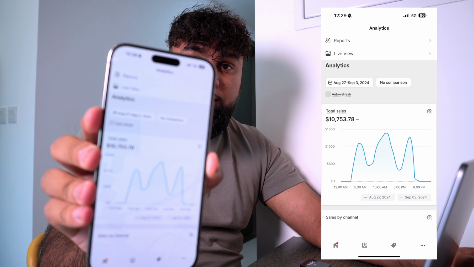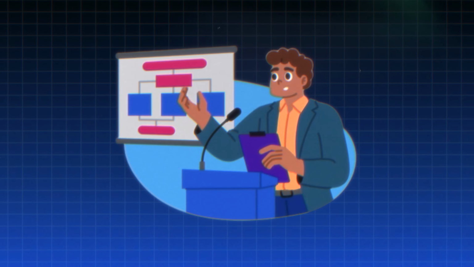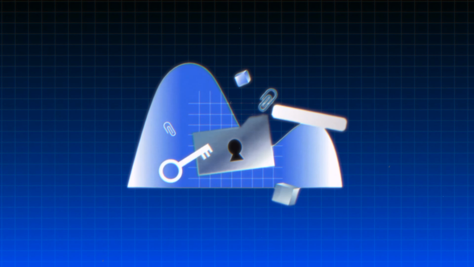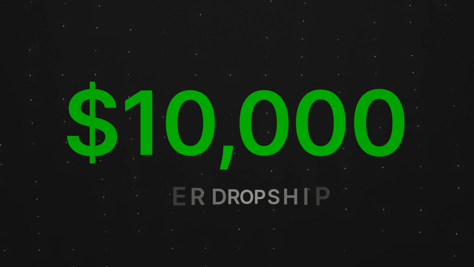I just made over $10,000 in the last 7 days on my Shopify dropshipping store without spending a single penny on ads. And today I'm going to show you step by step how I did this. I'm going to reveal all my secret strategies that helped me not only make $10,000 on this store, but well over $10,000 in all my other dropshipping stores. And I'm going to show you a method without spending any money on ads. The method involves organic traffic from TikTok.